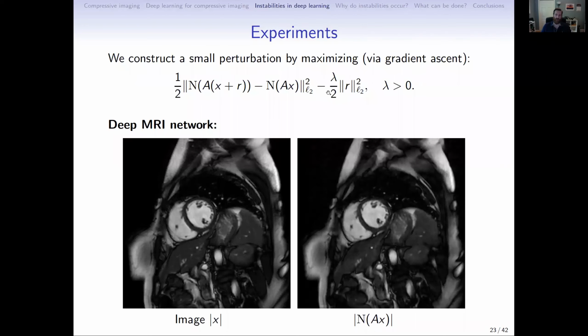And then we have another term here that's trying to keep the perturbations small, okay? Because obviously we're interested in small perturbations that have a large effect. So this is a non-convex optimization problem. We solve it just by running gradient descent. We don't make any claims that we find a maximum, but it doesn't matter because we're just interested in constructing a perturbation. So we just run a fixed number of steps of gradient descent.